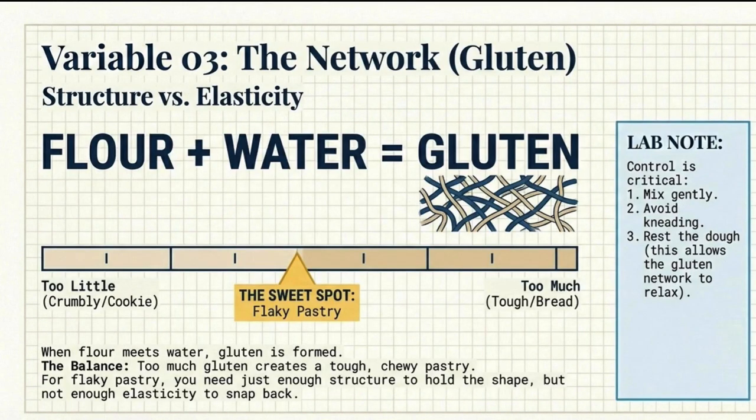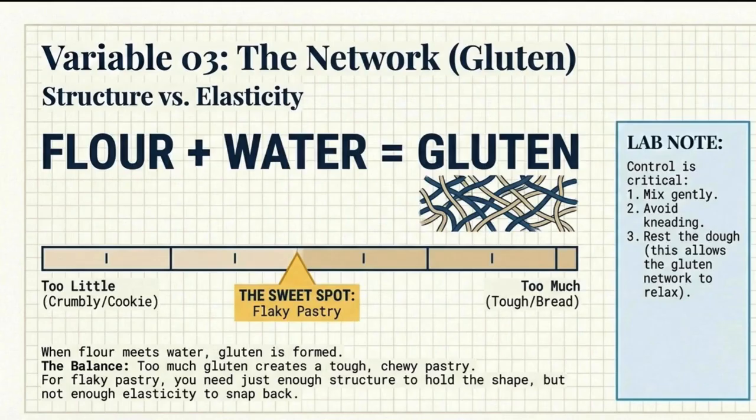Variable three, the network: gluten. Structure versus elasticity. Flour plus water equals gluten. Too little: crumbly, or cookie. Too much: tough, or bread. The sweet spot: flaky pastry.